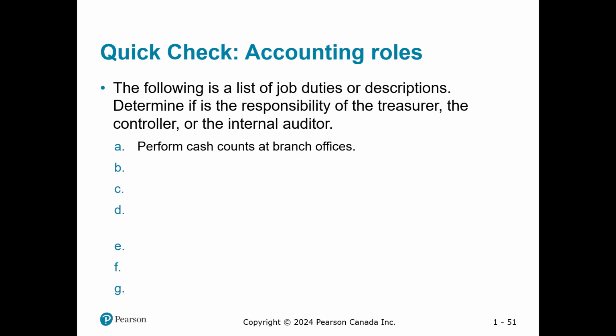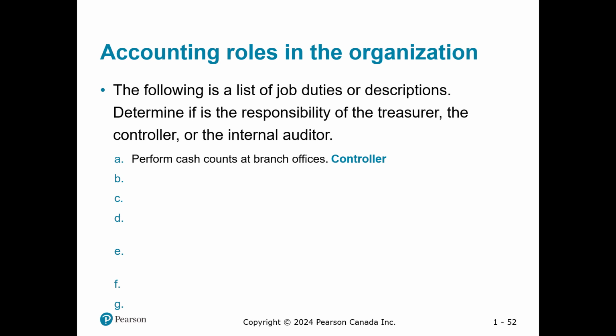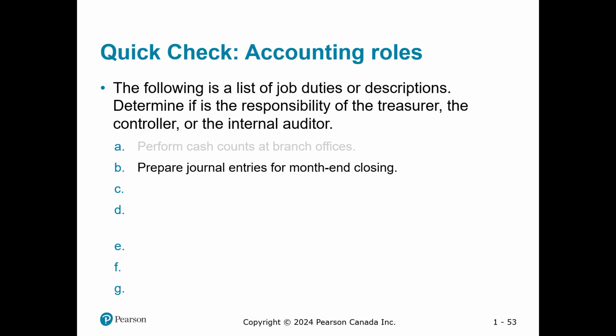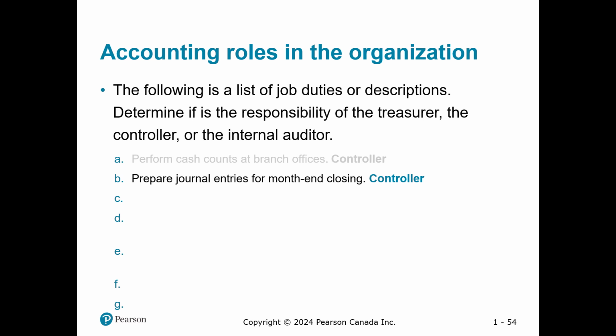So let's do a quick check. The following is a list of job duties or descriptions. Determine if it is the responsibility of the treasurer, the controller, or the internal auditor. Perform cash counts at branch office. In this case, they're just counting money, and that is the controller. Prepare journal entries for month-end closing. This happens at every month end, and it is putting the information into the accounting system, so that is the controller.